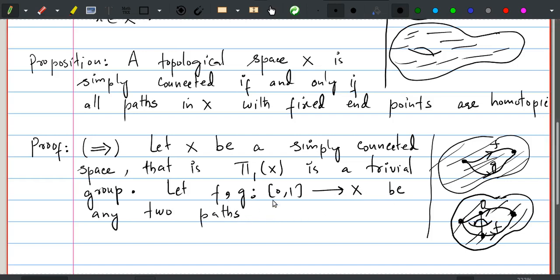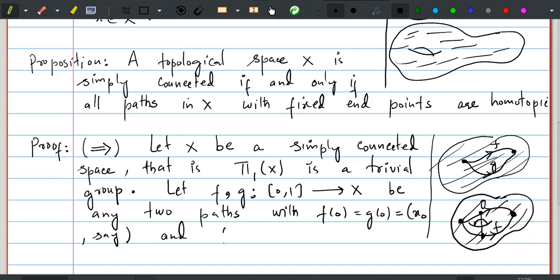So these two paths have fixed endpoints. With f of 0 equal to g of 0 equal to, suppose, x naught, and f of 1 equal to g of 1 equal to, suppose, x1 here.